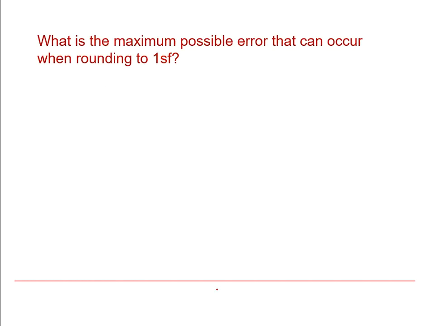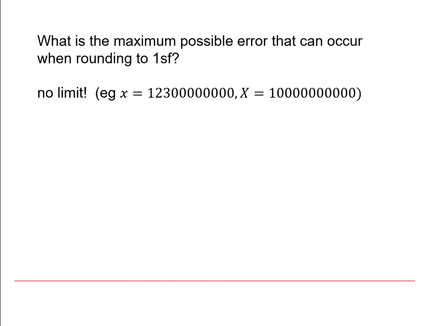Now we might wonder what the maximum possible error could be if we were rounding to one significant figure, and it turns out that there is in fact no limit. So if you have a large value, the little x of 1, 2, 3 and all those noughts there, then if you round it to one significant figure, the discrepancy is still quite a large number. So it depends entirely on the size of the numbers involved as to what the maximum possible error could be.